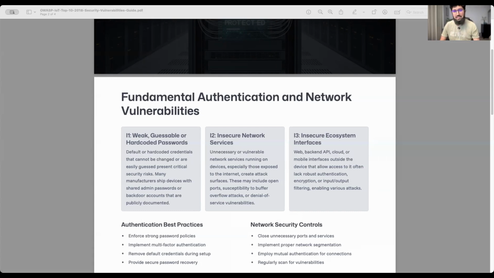working with connected devices. Unlike traditional IT security, IoT security encompasses a unique blend of hardware, firmware, network, and cloud components that create distinct security challenges.